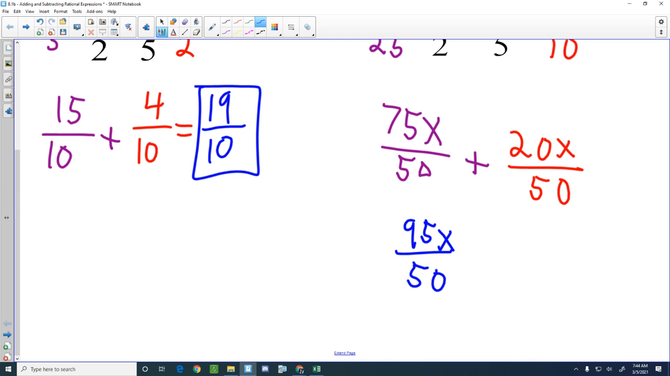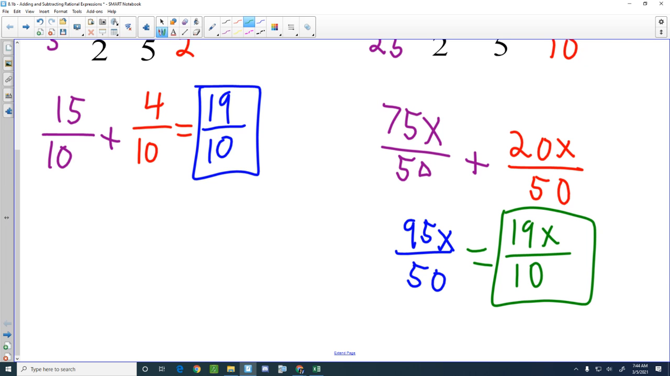What number does it look like we can divide 95 and 50 by? They're both divisible by 5. So if we simplify this fraction, 95x divided by 5 would be 19x. 50 divided by 5 is 10. You see, we do get the same thing.